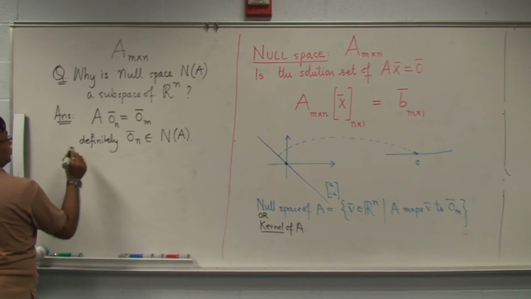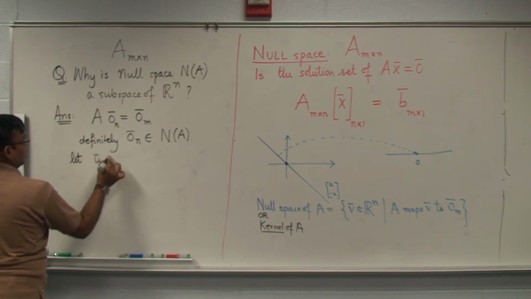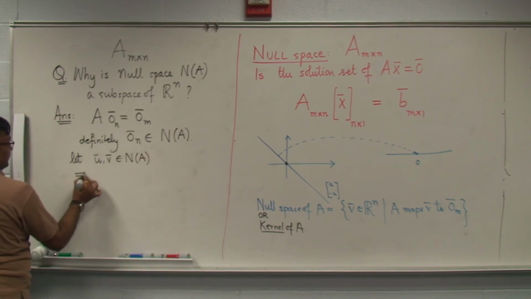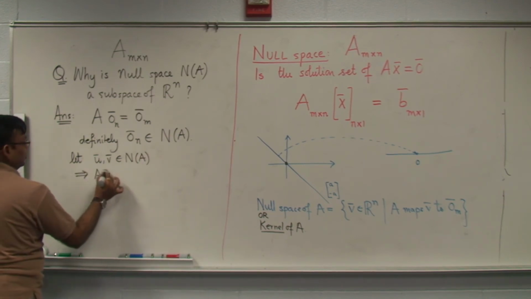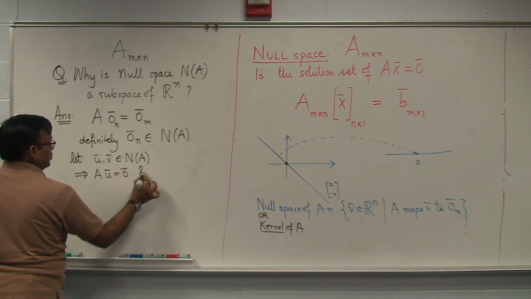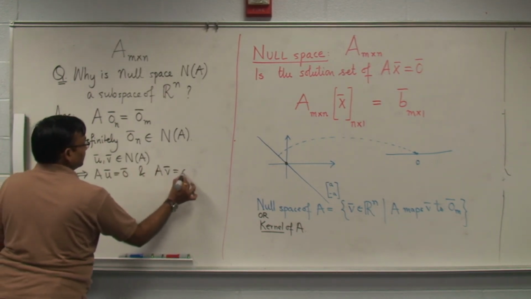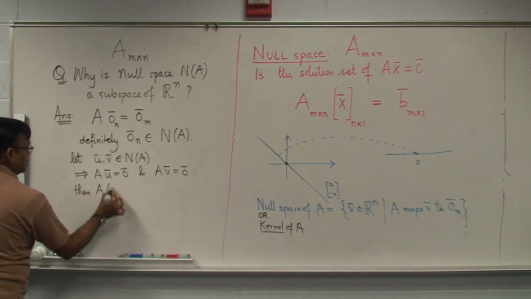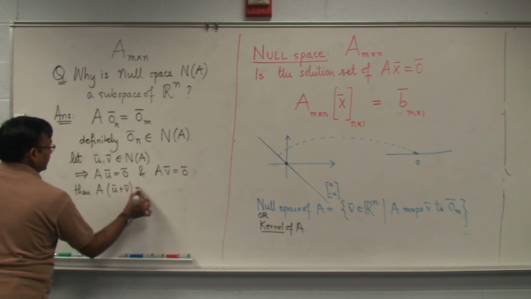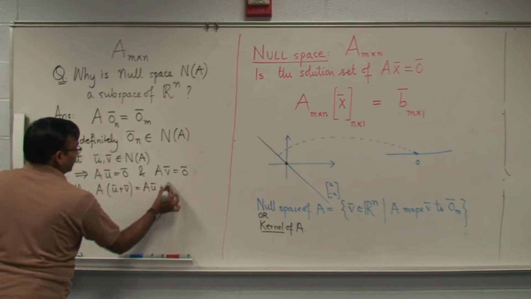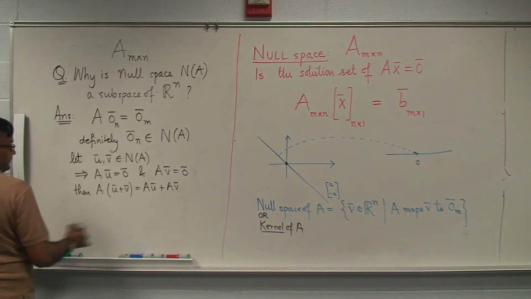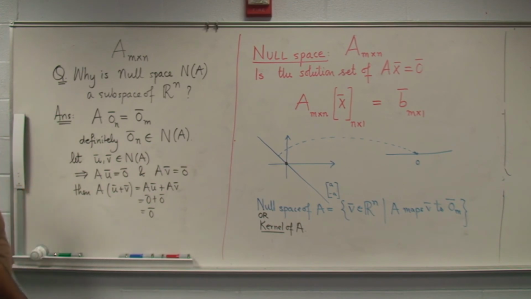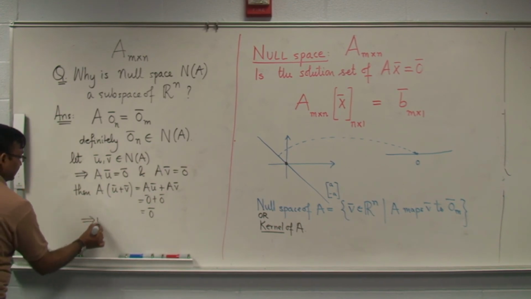Now suppose I pick two vectors, u and v, which belong to the null space of A. This means what? A must be taking u and mapping it to the 0 vector, and A must be taking v and also mapping it to the 0 vector. Then A of u plus v, you see I am using the linearity of the transformation, will map to the 0 vector, and hence u plus v also lives inside the null space.